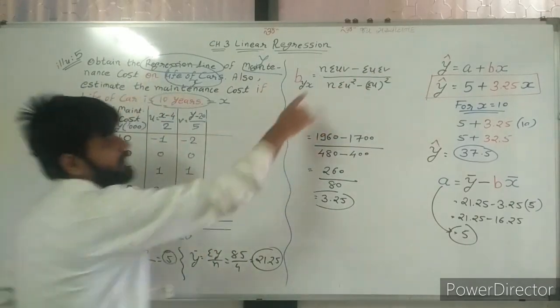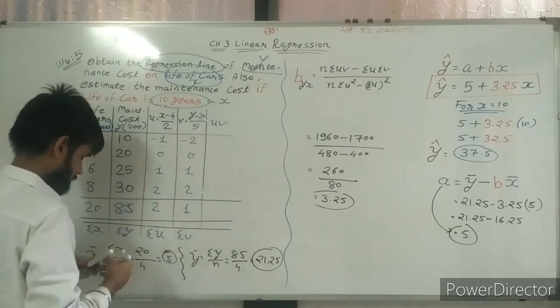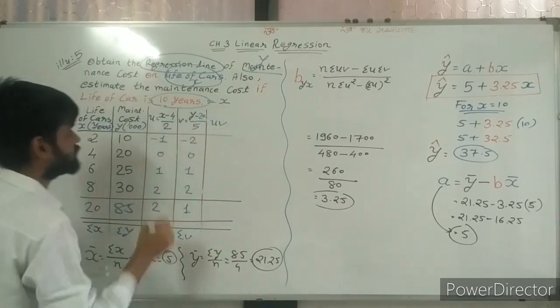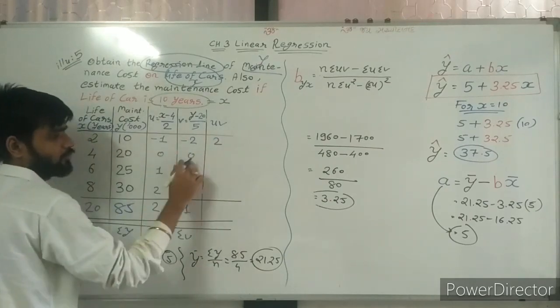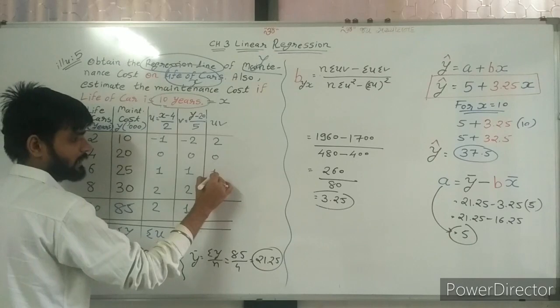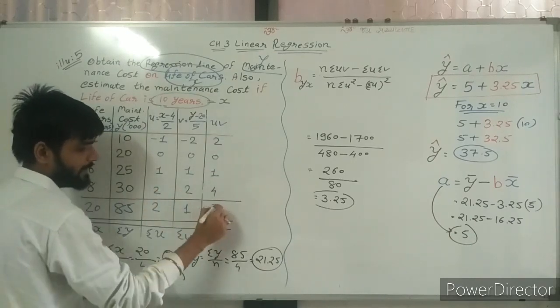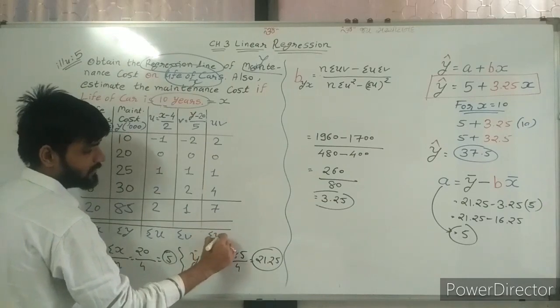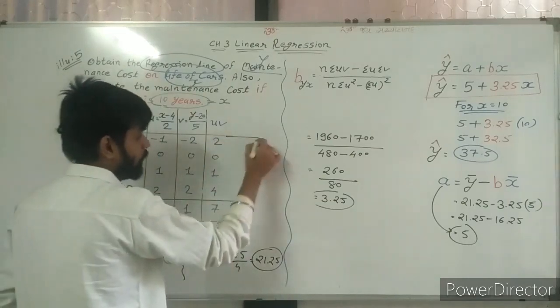Now we need uv also. So find uv. Sir, multiplication of u into v. 2 ones are 2, plus 2 zeros, 0, 1, 4. Total of this: 4 plus 1 is 5, 5 plus 2 is 7. So 7 is sigma uv.